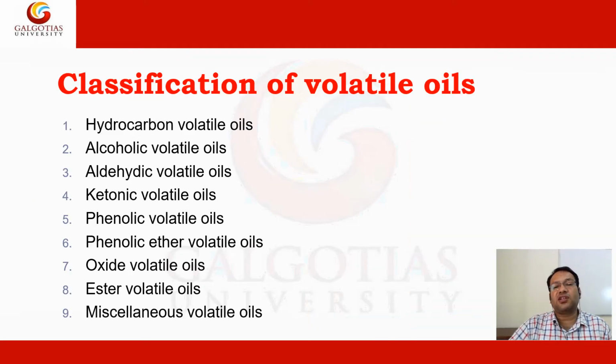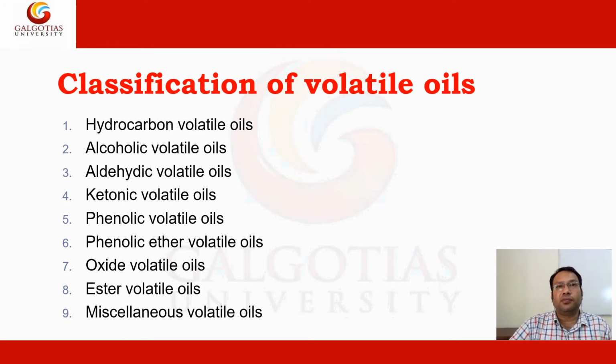These are the classification of volatile oil. There are different types of classification of volatile oil according to their nucleus moieties, containing different types of groups like hydrocarbon volatile oil, alcoholic volatile oil, aldehydic volatile oil, ketonic volatile oil, phenolic volatile oil, phenolic ether volatile oil, oxide volatile oil, ester volatile oil, and miscellaneous volatile oil. These all are basically present in the terpene groups.